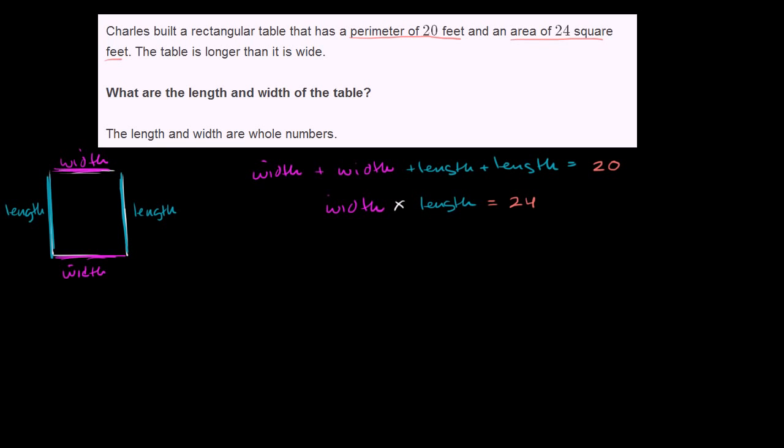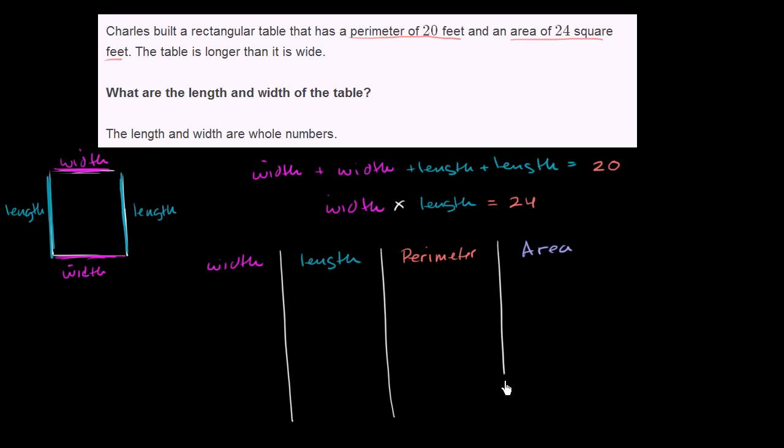So let's figure that out. Let me make 2 columns here. One column, I'm going to call the width column. Another column, I'm going to call length. And then I'm going to write down the perimeter. I'll just write out the whole word, perimeter. And then let's write out area. Let me make it a table here, and then I can try things out.